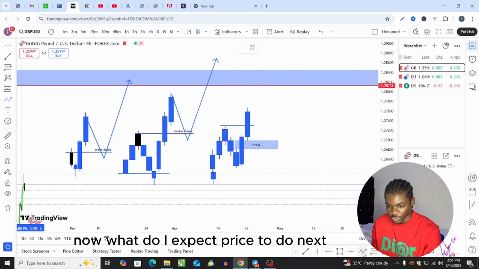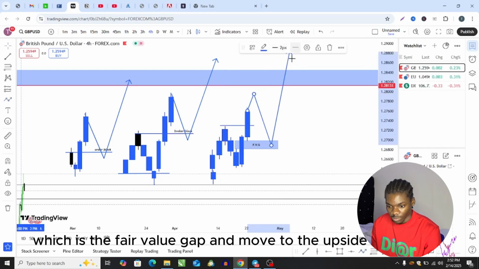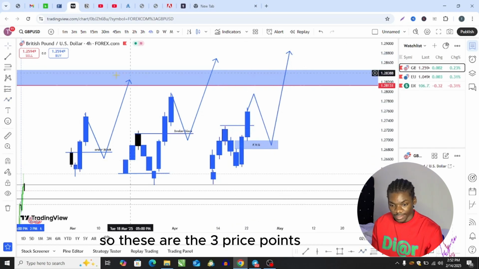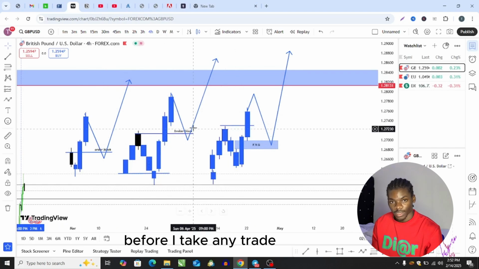Now what do I expect price to do next? I expect price to come back, retrace the fair value gap, and move to the upside. So these are the 3 price points I expect price to retrace back to before I take any trade.